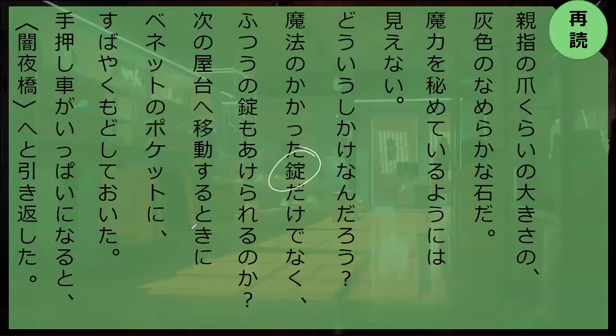Do you know how to read this word? Sure. How about this one? This one too, he met that. Perfect. How about this one? This one is ya as in a store, and then tai, yatai. Perfect.